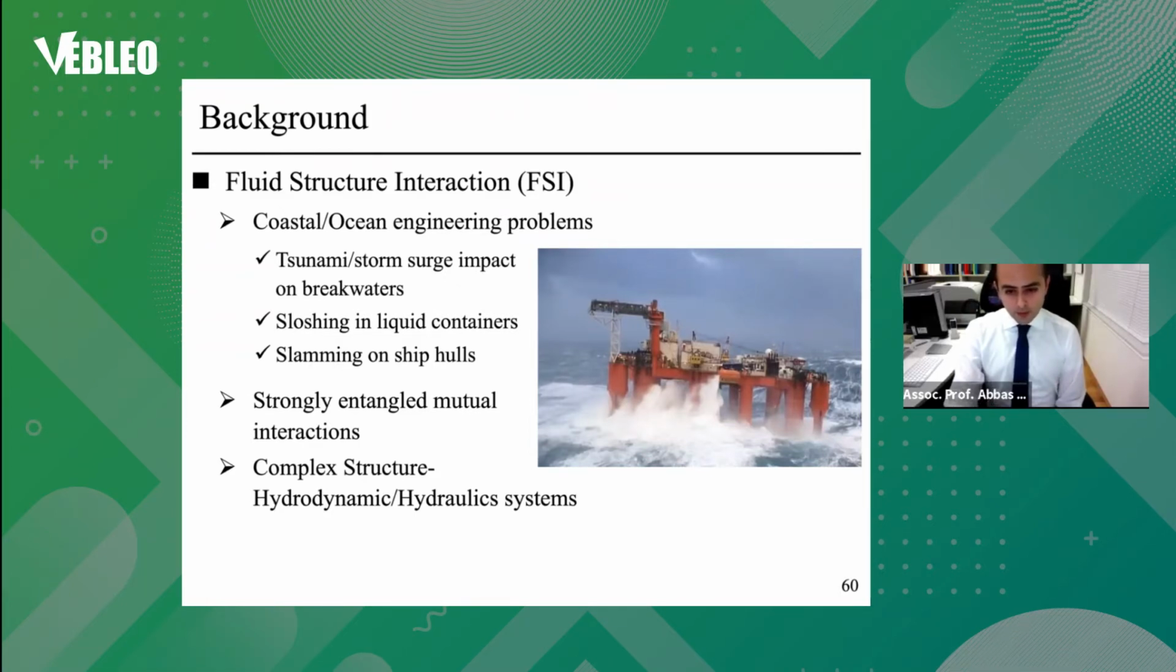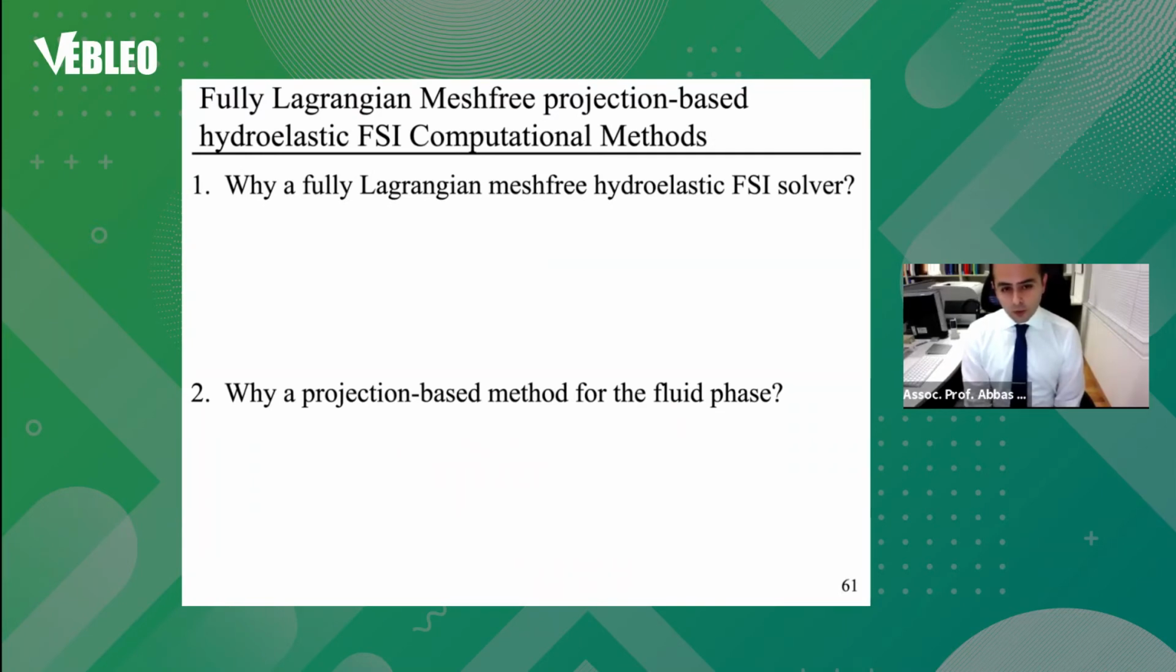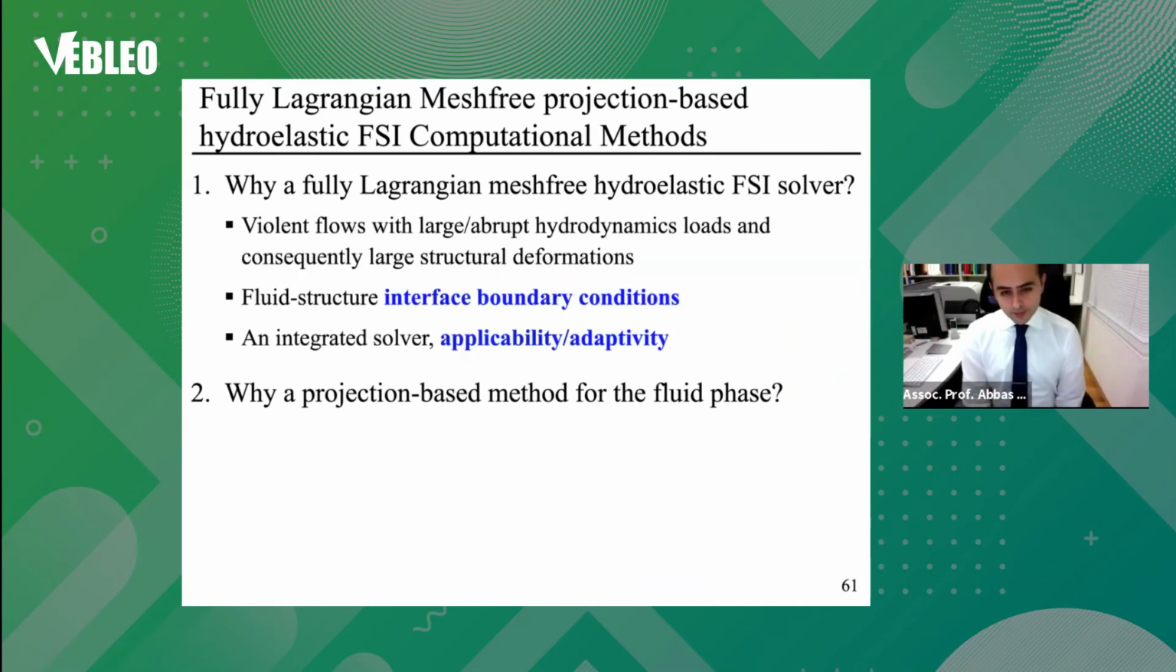So for particle methods, one of the questions is, okay, why should we use particle methods, why should we use a fully Lagrangian meshfree hydroelastic FSI solver? This means that for both fluid and structure, we're going to use meshfree particle methods, and then we are going to couple these two for hydroelastic FSI. To answer this question, we can mention we face violent flows in ocean engineering, and at the same time, we need to be very careful about interface boundary conditions. If we have the same class of methods, the Lagrangian meshfree, it's going to be easier to rigorously satisfy and guarantee the satisfaction of interface boundary conditions.